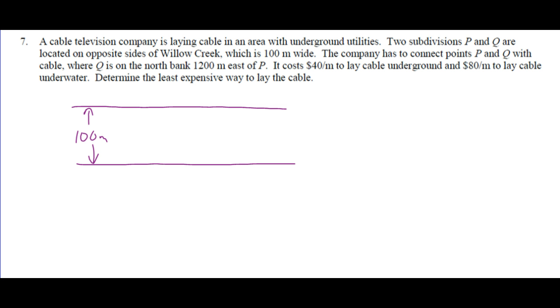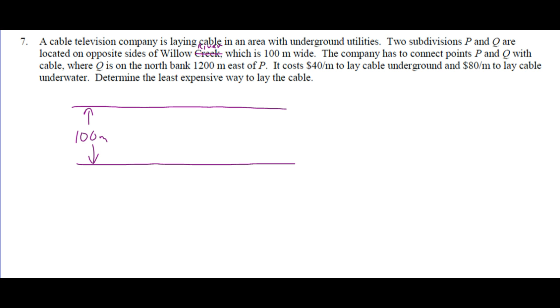Anyways, all right. So we got cable TV companies laying cable in air with underground utilities. Two subdivisions, P and Q, are located on opposite sides of Willow Creek, which is 100 meters wide. How many creeks are 100 meters wide? Really a creek. Yeah, let's call it Willow River or something.